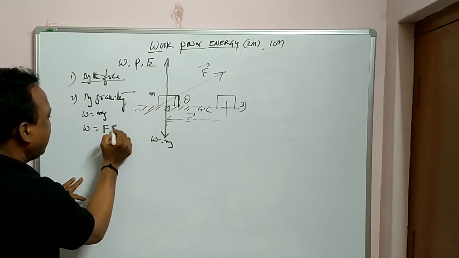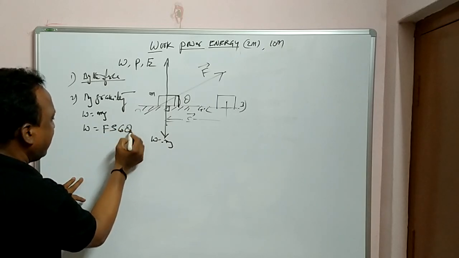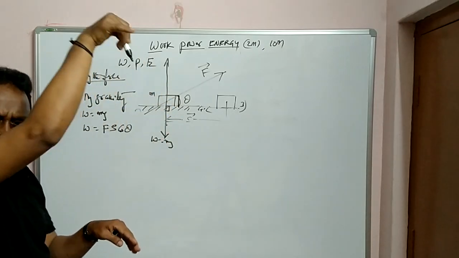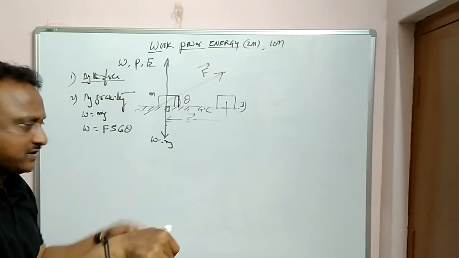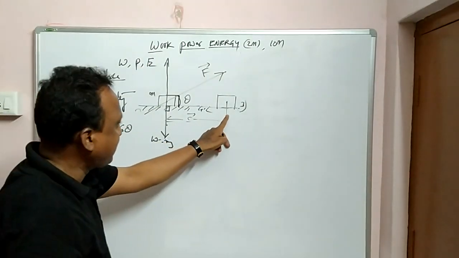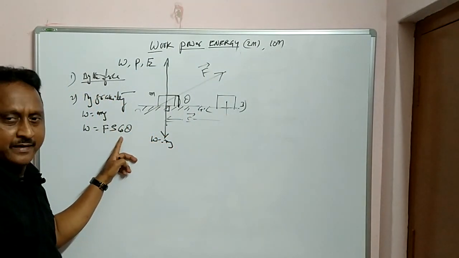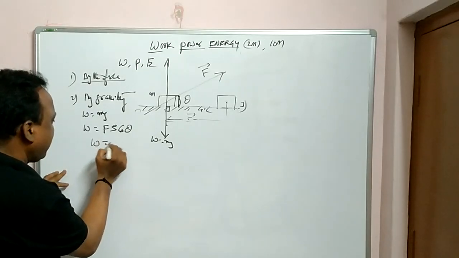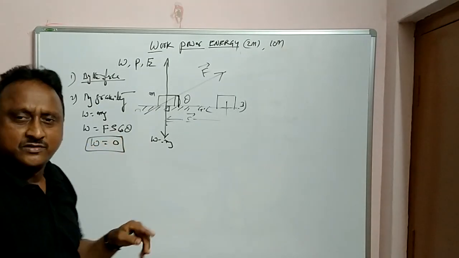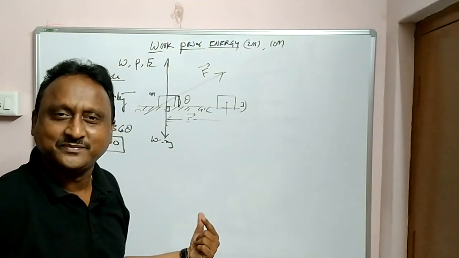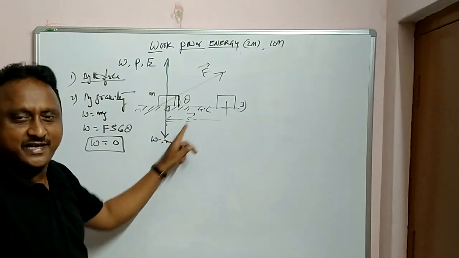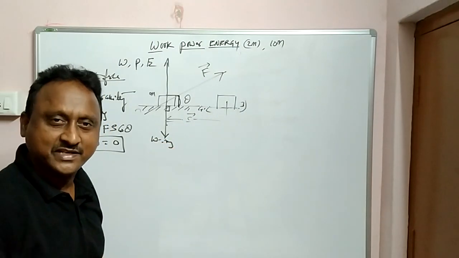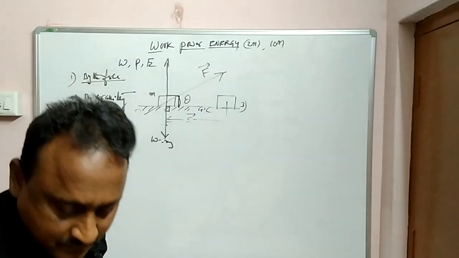W is equal to F s cos theta, what happens? Force, weight, work done by gravity, gravitational force, mg. This weight and displacement you can say are making an angle of 90. So cos 90 is 0, therefore work done is 0. So work done by gravity is 0 here again, because displacement and gravitational force are making 90 degrees with each other. Okay, clear? Right.